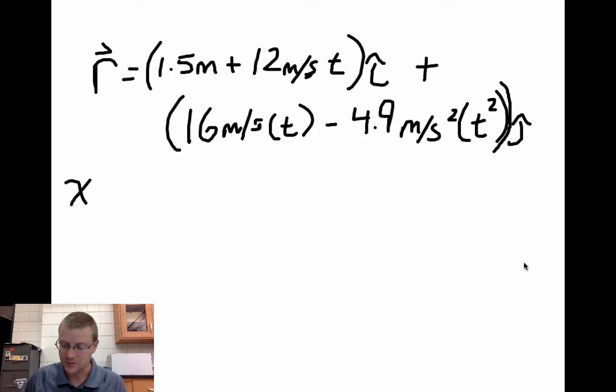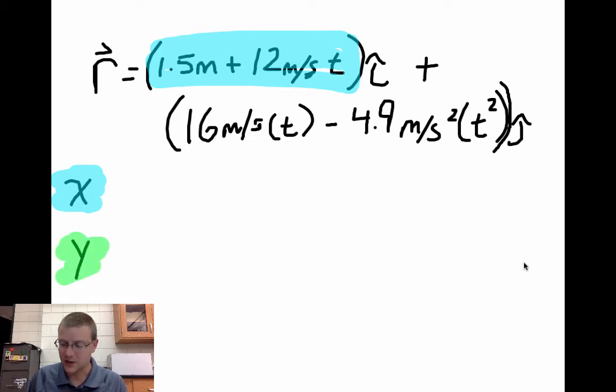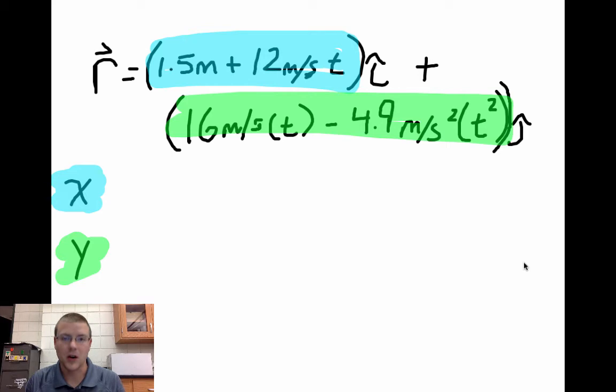The x direction I will highlight in blue. That's easy. It's everything here attached with the i component. The y is everything that's highlighted here in green. That's everything here under the j component. If they asked you for the x and y pieces of our position vector, all you have to do is look for the i's and j's and rewrite them.